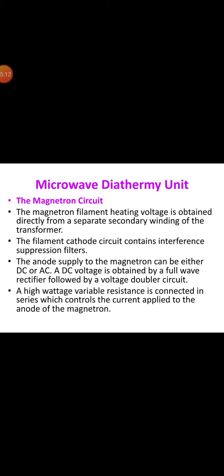The anode supply to the magnetron can be either DC or AC. A DC voltage is obtained by a full wave rectifier followed by a voltage doubler circuit. A high voltage variable resistance is connected in series, which controls the current applied to the anode of the magnetron.